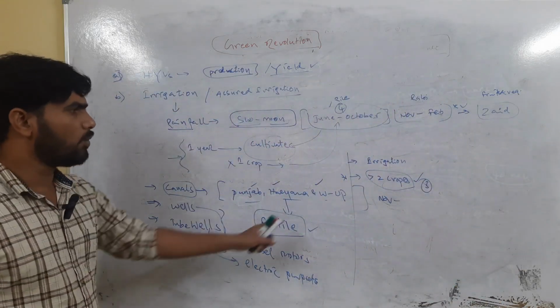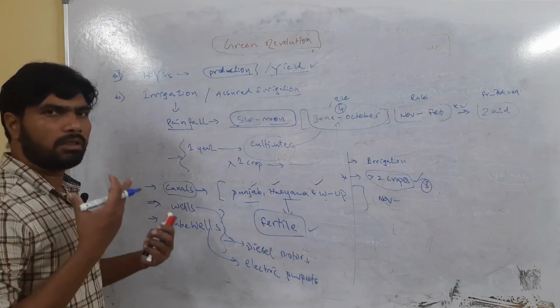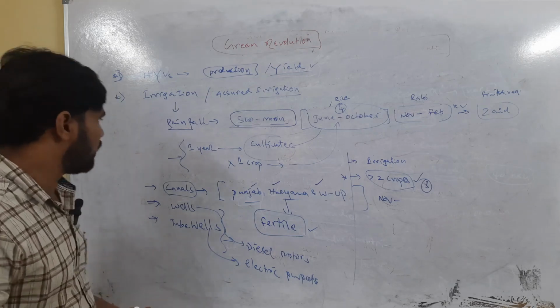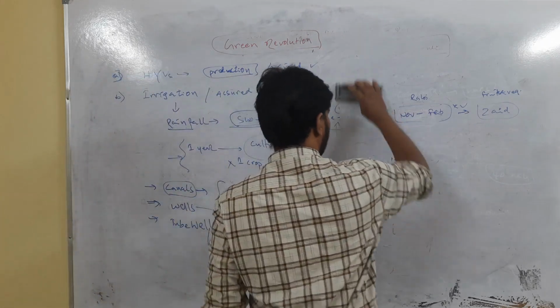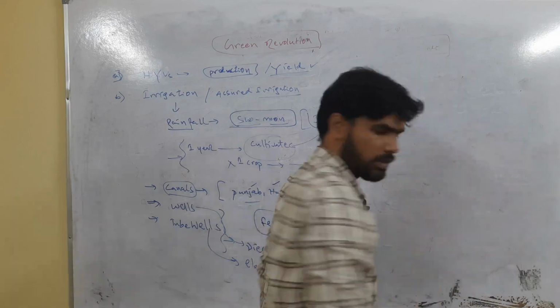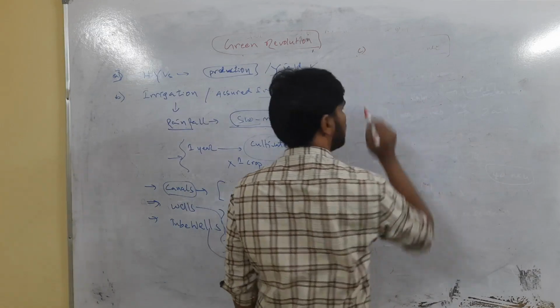So now more than 2 crops can be cultivated in the same land plot. This is the second major initiative that we have taken. Then now we will come to the third change that we have seen during the Green Revolution. What is the third change?